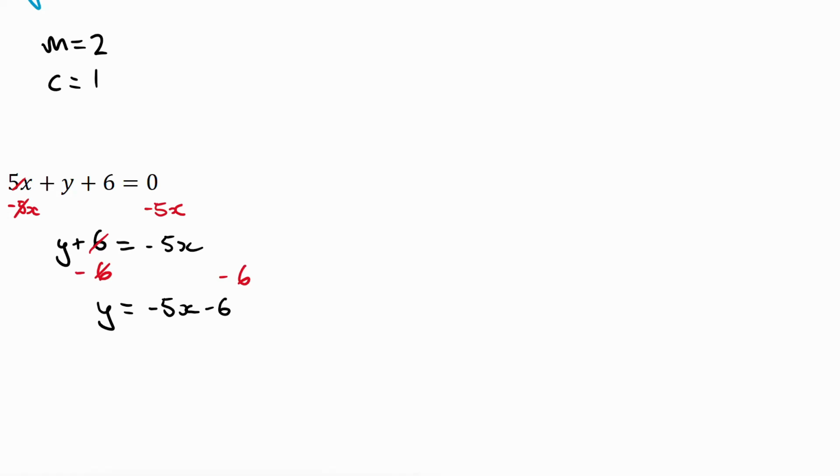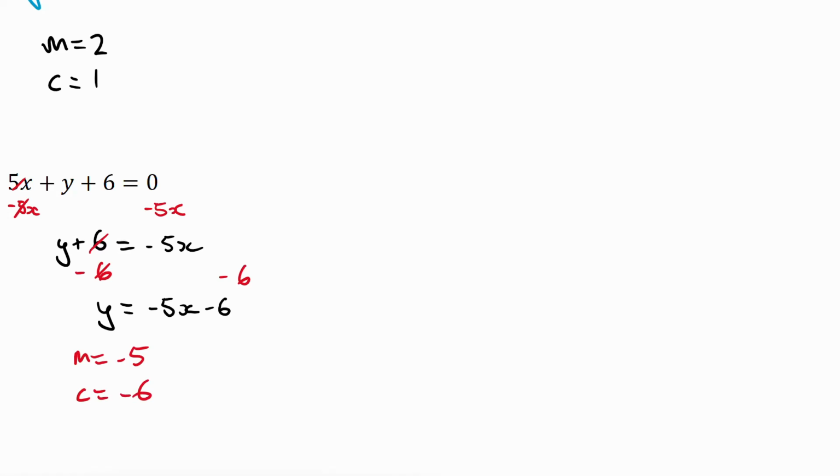You can have fractions for the gradients, just so you know. It can be a fraction there, and that's okay. So in this case here, my m is negative 5 and c is negative 6.